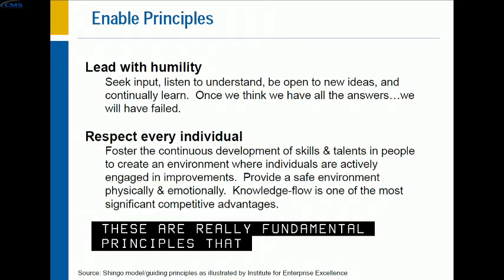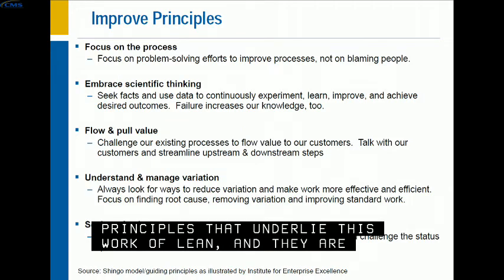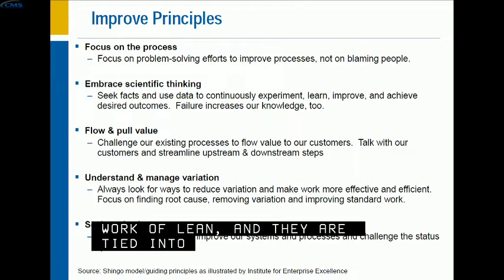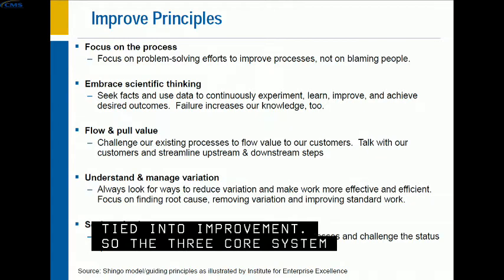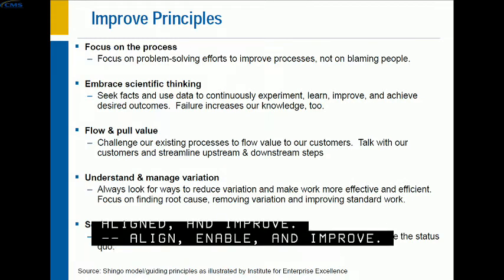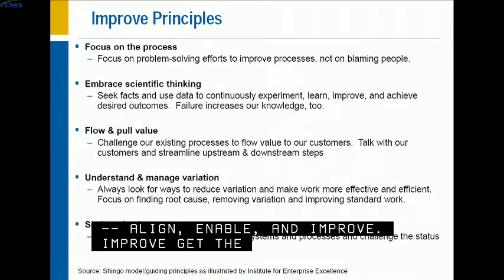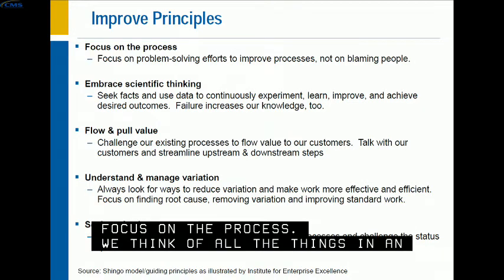They're tied into improvement, but it's easy to miss them unless you think about them and talk about them. So improvement, so the three cornerstones of this: align, enable, and improve. Improvement is the one that gets the most discussion and the most focus in lean. And so lean is fundamentally focusing on the process. We think of all things in an organization as having a process. So for example, many of you here probably touch contracts.